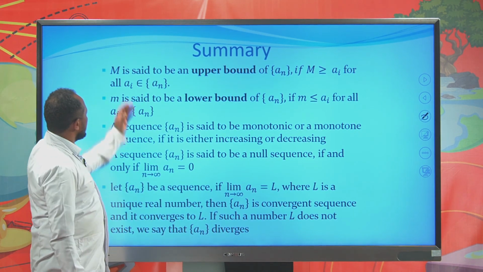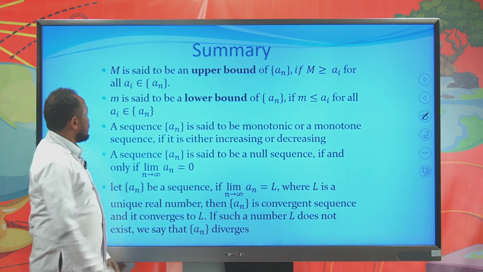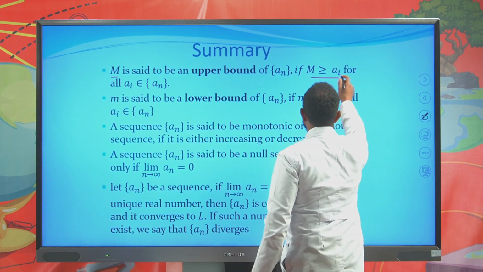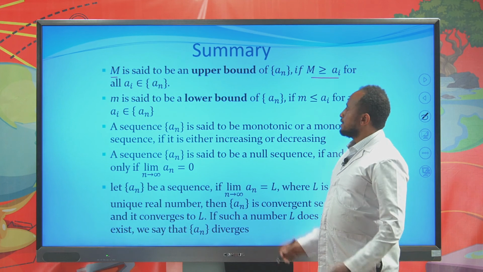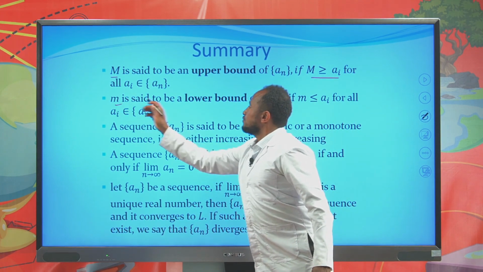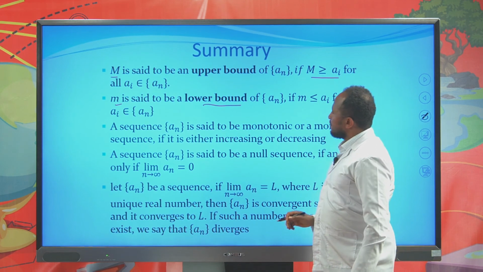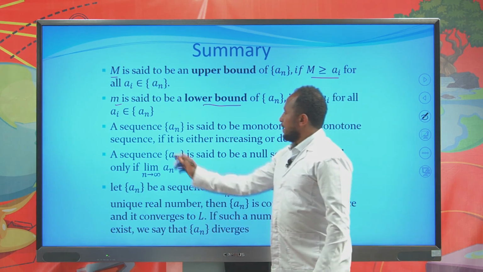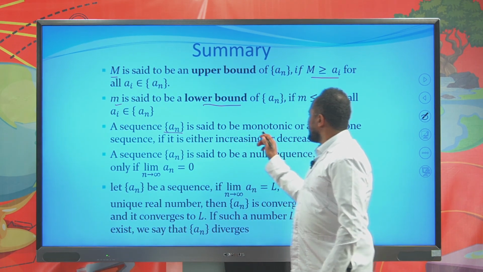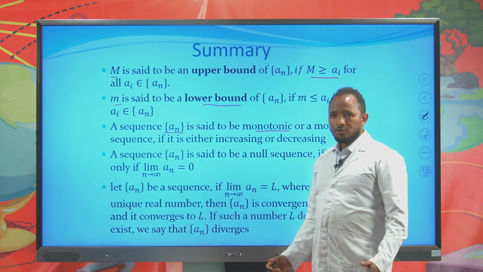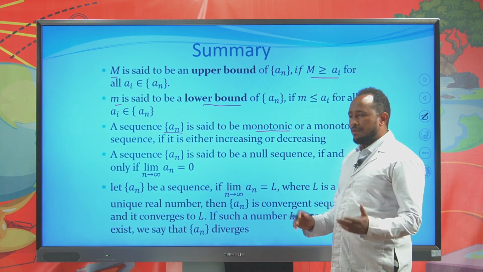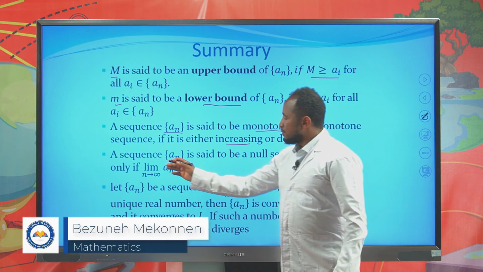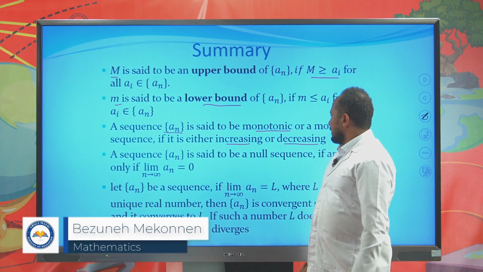So to summarize what we have seen today, these are the basic or the core points. The first one is M is said to be an upper bound of a sequence if this M is greater or equal to all terms of the given sequence. Second, M is said to be a lower bound if this M is less or equal to all terms of the sequence. And a sequence a_n is said to be a monotonic sequence or a monotone sequence if it is either increasing or decreasing.